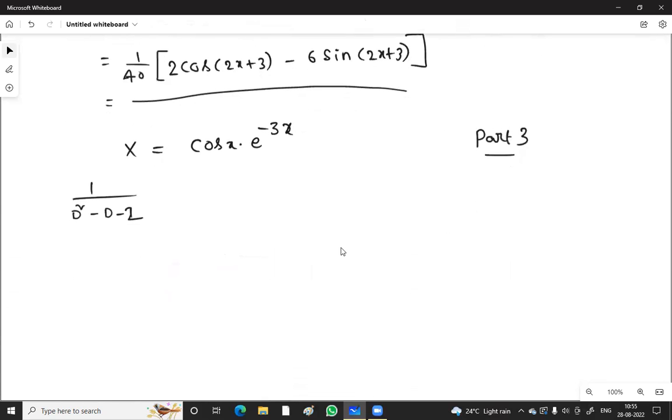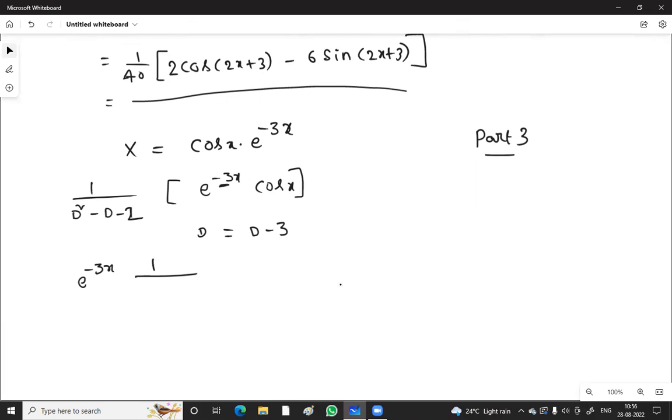So now you need to operate this with 1 over f of D on e power minus 3x into cos x. If this is the case, what we need to do? In the place of D, you have to put D plus a. It means D minus 3, because in e power ax, in the place of a, minus 3 is there. So e power minus 3x you can bring to the left hand side. It means you no need to operate on this.